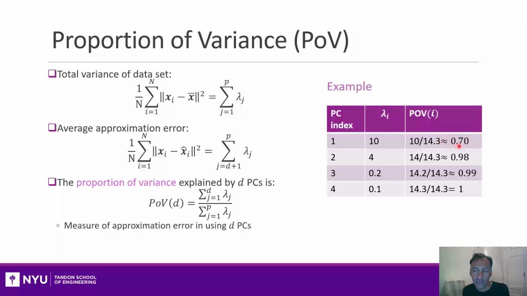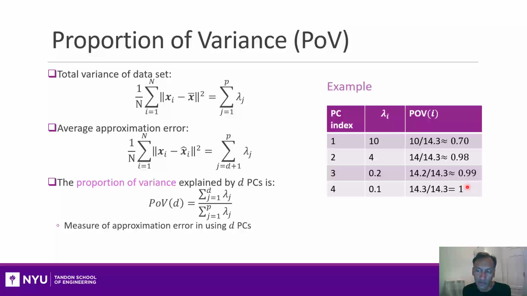So actually in this particular case, because you see that a lot of the energy is concentrated in that first space, you're already capturing 70% of the data or the variance just using one principal component. If you use 2, you'd be capturing 14 out of 14.3 because these two eigenvalues are very small, so you'd be capturing 98% of the variance. And if you add that third one, you'd be getting 99. And once you add all 4, you'd be getting 100% of the variance.